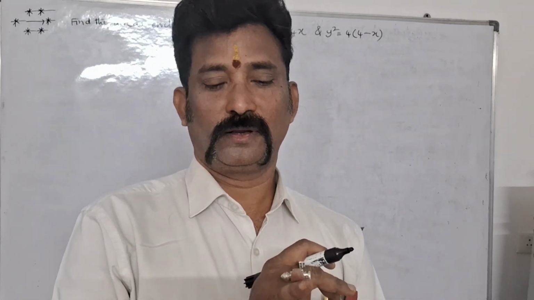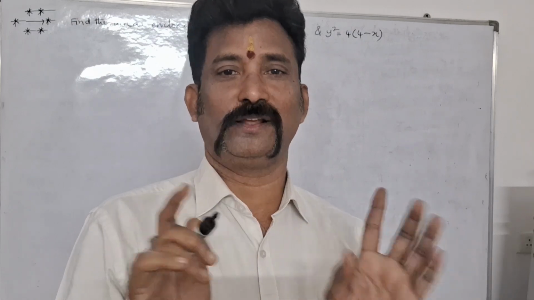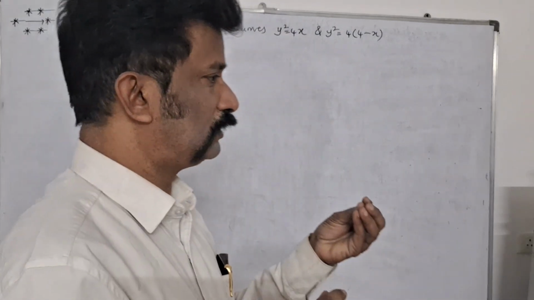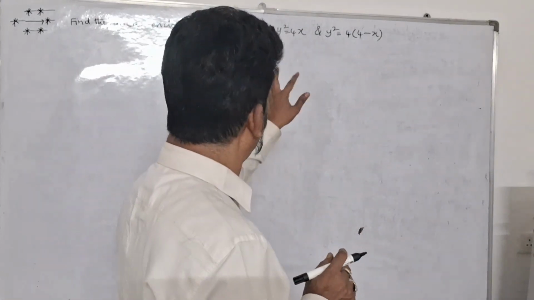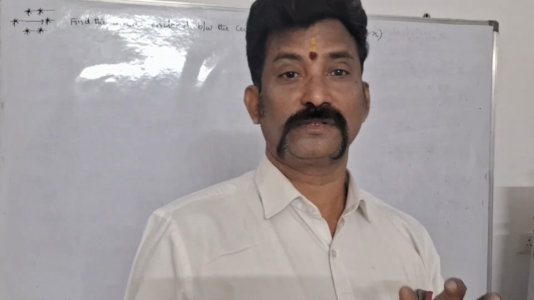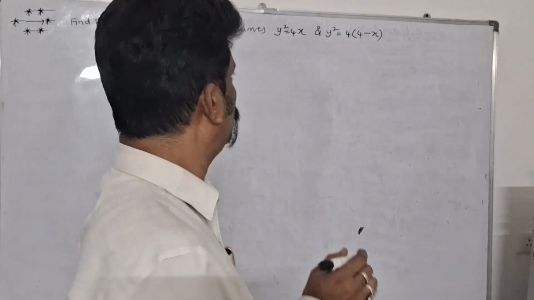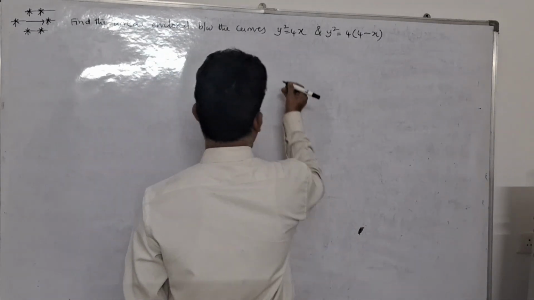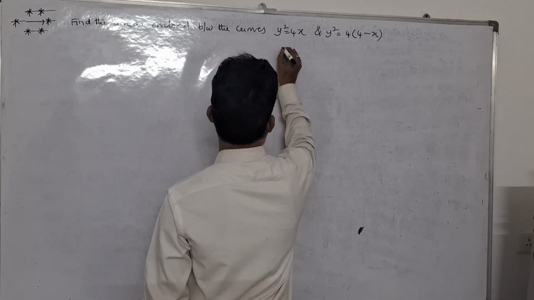Step 1 was ready, step 2 limits ready. That is a different issue. But here two curves are given and limits are not given. First we need to find the limits and draw the graph. Okay, so look at the board.